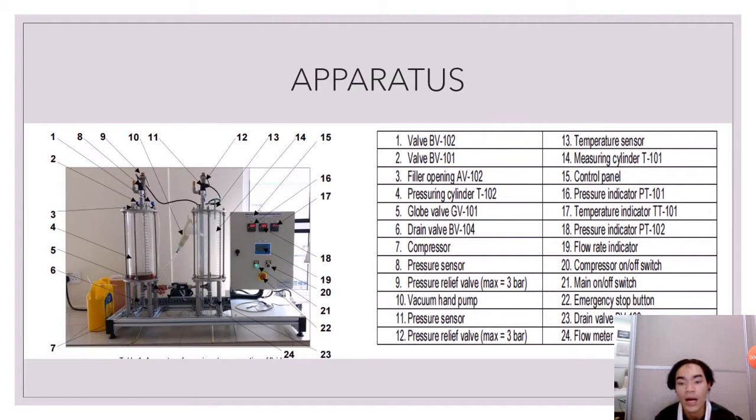Apparatus. There are 24 components in this experiment, which involve valves, compressor, pressure sensor, temperature sensor. We also have a control panel, an emergency stop button, and a few more.